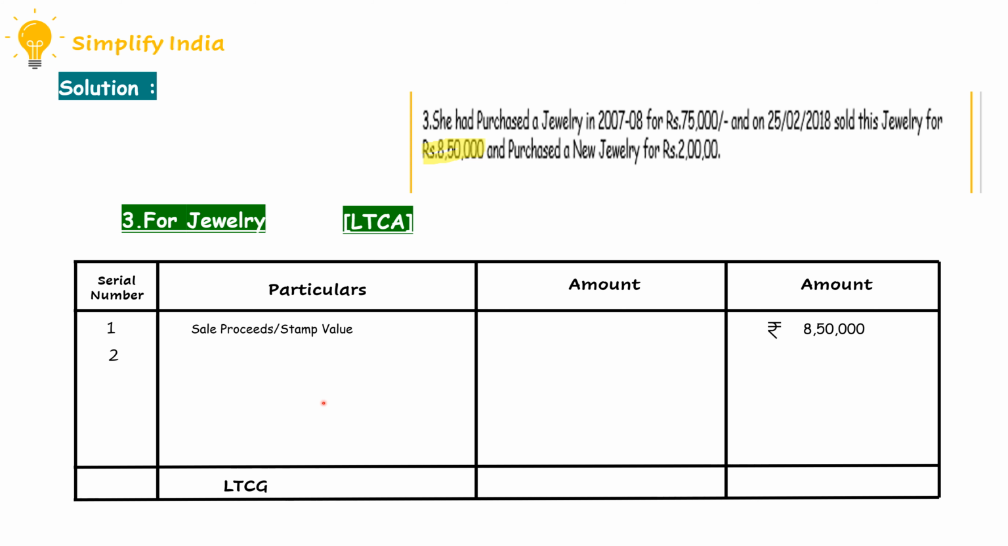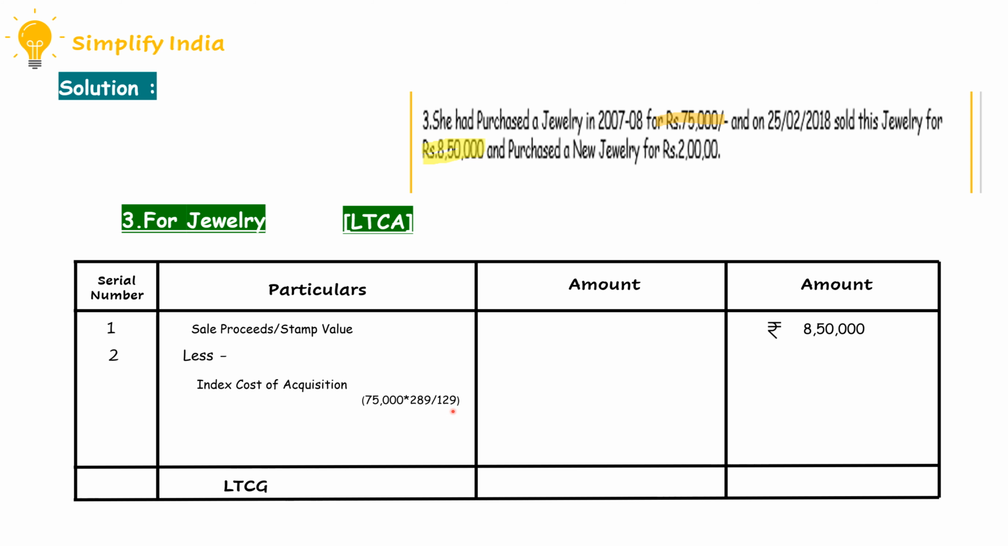As we know the formula, index cost of acquisition is equal to cost of acquisition into CII value in the year of sale divided by CII value in the year of purchase. The cost of acquisition, the amount for which she had purchased the jewelry, is rupees 75,000, which we take down here: 75,000 into CII value in the year of sale. For the current year, the CII value is 289, divided by CII value in the year of purchase.